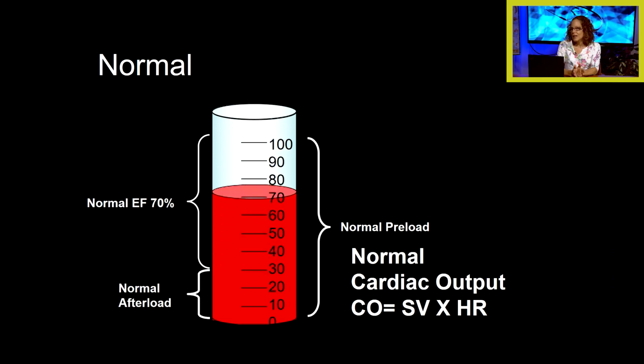You can see here in this example we've got a preload of 100. The heart is filling up with 100 mLs of blood, and we've got an afterload of about 30, which is how much blood is left in the heart after it contracts. What that means is that with each contraction we are ejecting about 70 mLs of blood, which is consistent with a 70% ejection fraction.